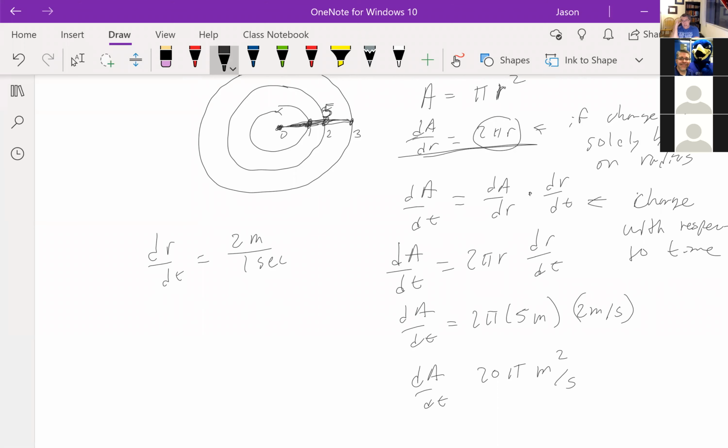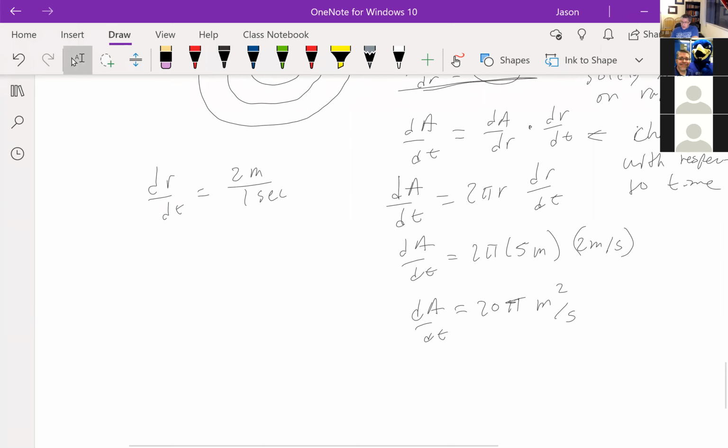Now, does that make sense? Do the units make sense here, that it would be meters squared per second? Yeah, because what is dA? dA is the area, and what do we measure area in? Square units, right? That makes sense. And then what's dt? That's measured in time. So we've got square units over time, meters squared over seconds. Meters was what they gave me. So the area is growing at 20 pi meters squared per second when r is equal to 5.